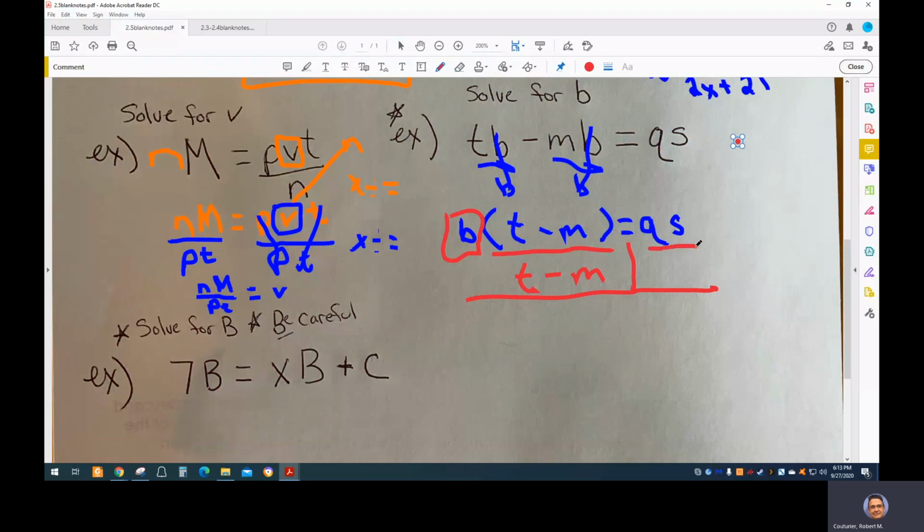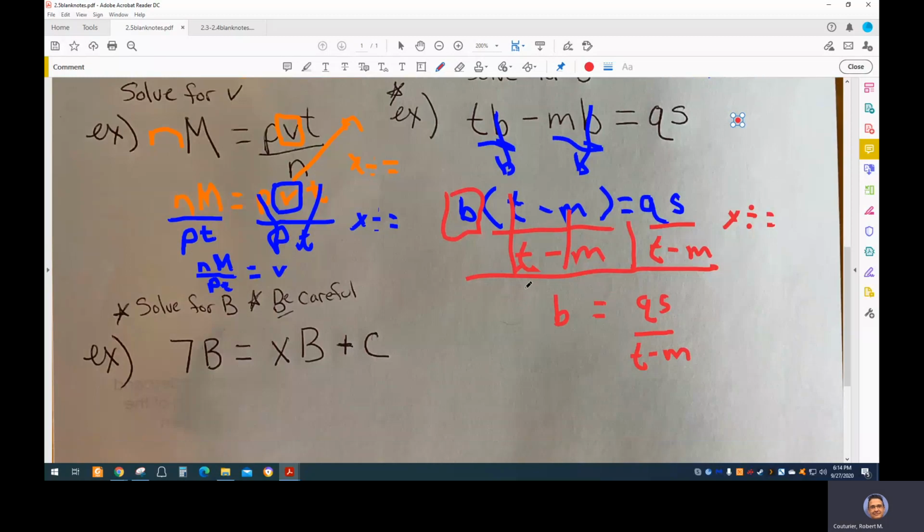If I divide that side, I divide this side. That's the way it works. This is the multiplication division property of equality. What I divide one thing by, I can divide both things by. This all cancels on this side and leaves me with just b. And on this side, I just have to rewrite it all. Little qs, that's q times s divided by t minus m.